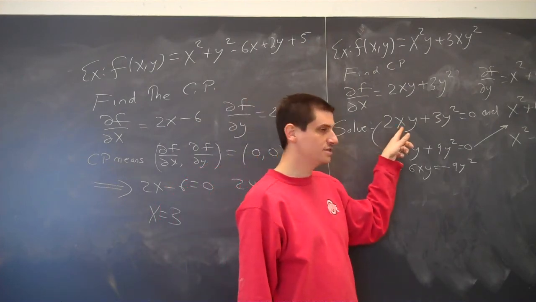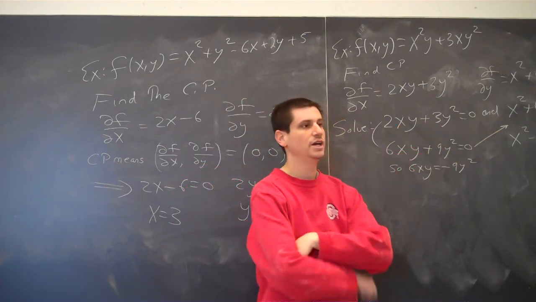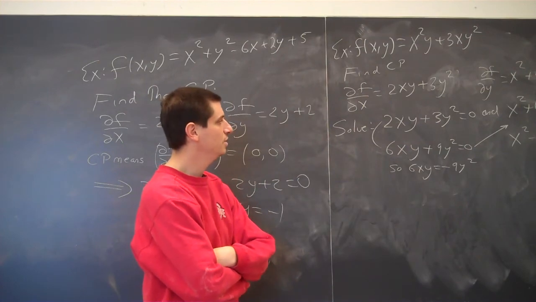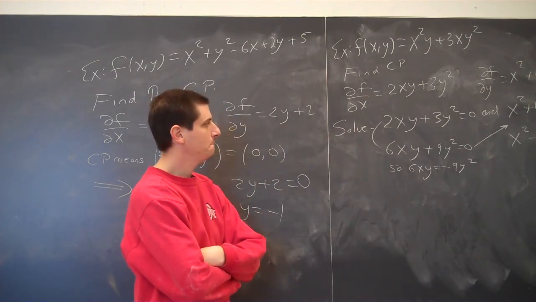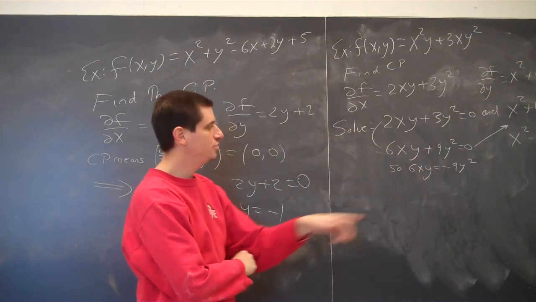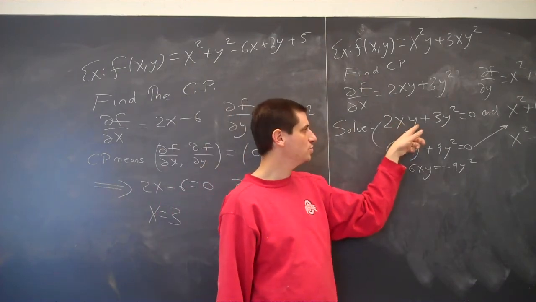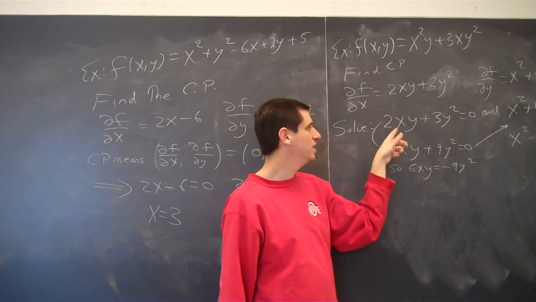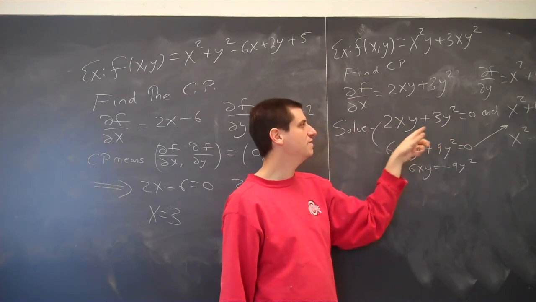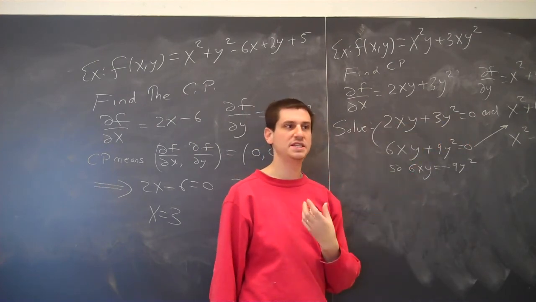So here I can solve for x easily. Here I can solve for y easily. I think the easiest thing to do here is to do something like this. The danger in solving for x is you'd say 2xy is negative 3y squared. x is equal to negative 3/2 y. What's the danger?